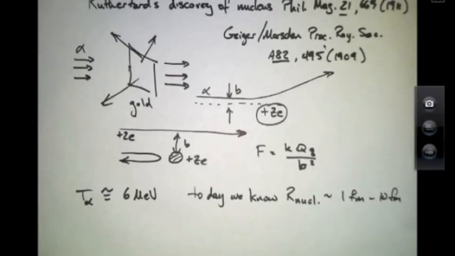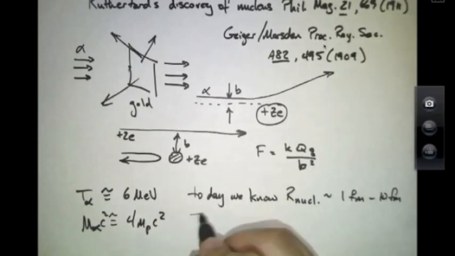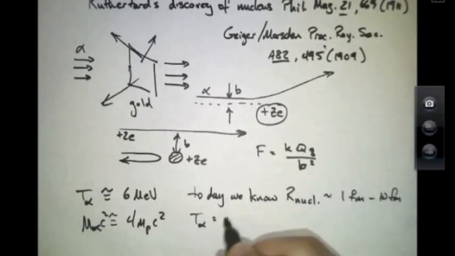I'll try to go through that solution now. It's worth remembering that the mass of the alpha particle is about 4 times the mass of the proton. Consequently, this kinetic energy is quite a bit smaller than the mass energy of the alpha particle, and we may use the approximation that the alpha particle is non-relativistic. In other words, its kinetic energy is just p squared over 2m.